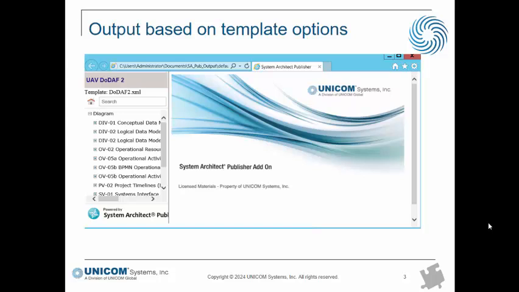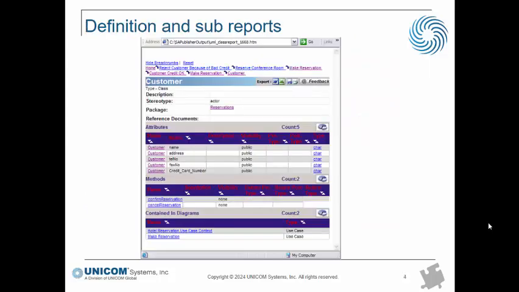At the back end, a directory is generated, and within that directory, you have HTML pages, SVG files, and style sheets, which produce a website of the architecture in terms of diagrams and definitions that you can navigate. You can have reports that contain sub-reports, so you can get a very consolidated set of information.